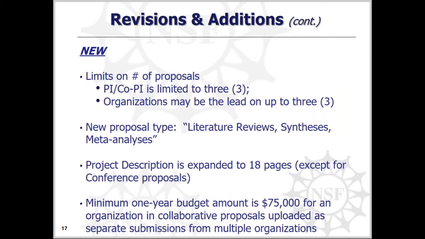In terms of what's new in the solicitation, there have been some changes in the limits on the number of proposals. An individual can serve as a PI or co-PI on only 3 proposals. The other limit is on organizations: organizations may lead up to 3 proposals. We can talk more about that if you have questions.